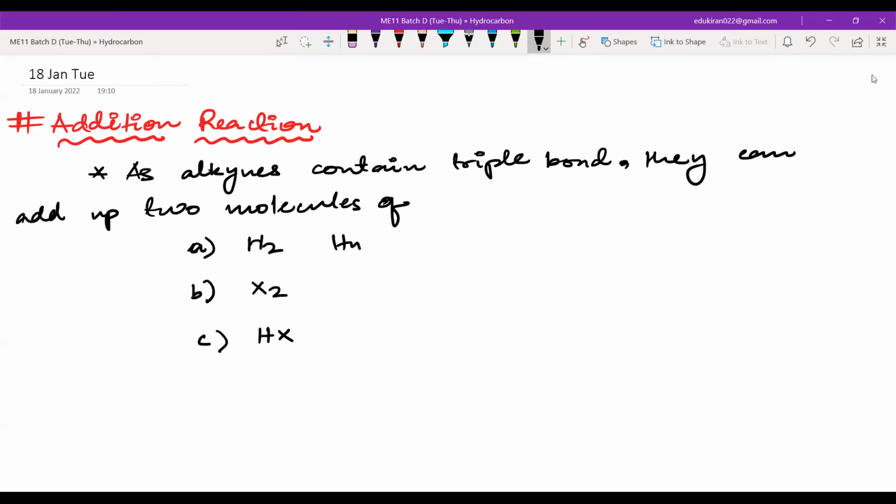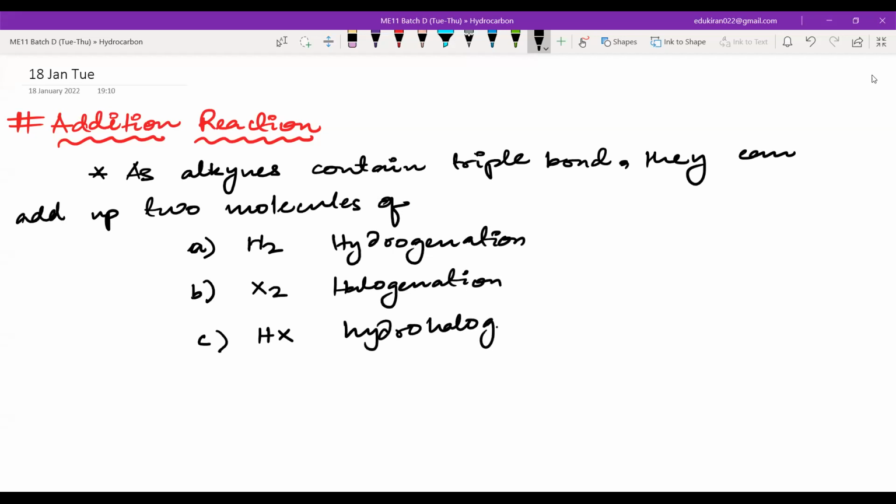So this is hydrogenation. We'll do the reaction of alkynes with hydrogen. This is halogenation. Okay. And then here we have hydrohalogenation. Hydrohalogenation. Okay. Now, write this. Then I will show you a simple type of mechanism.